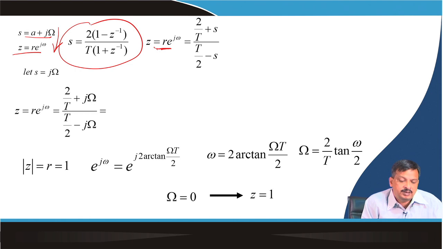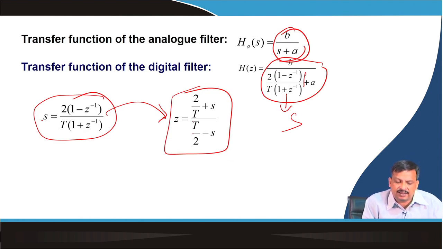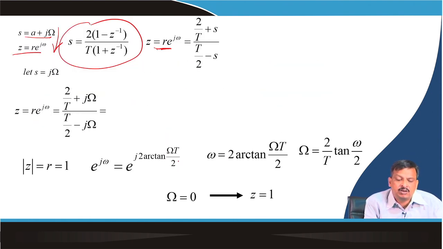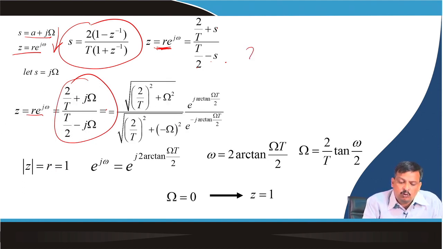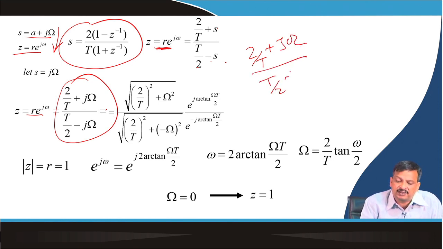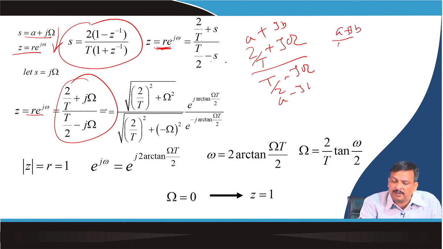So what is z? z is nothing but 2 by t plus s divided by 2 by t minus s. So r e to the power j omega is nothing but (2/t + s) divided by (2/t - s). This I have known. So this is 2 by t plus j omega divided by 2 by t minus j omega. So let us say this is a plus jb, and this is a minus jb. So a plus jb divided by a minus jb.